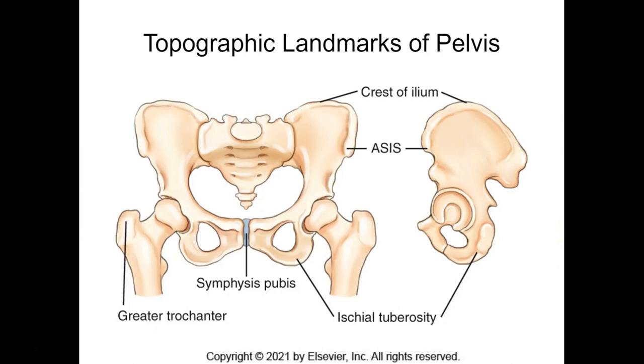So the fourth topographic landmark that I want you to be familiar with is the anterior superior iliac spine, and we call that ASIS. The ASIS is a large bump distal to the iliac crest. So here's crest. If we go distal, there's the ASIS. This landmark is most often used to help locate the iliac crest.